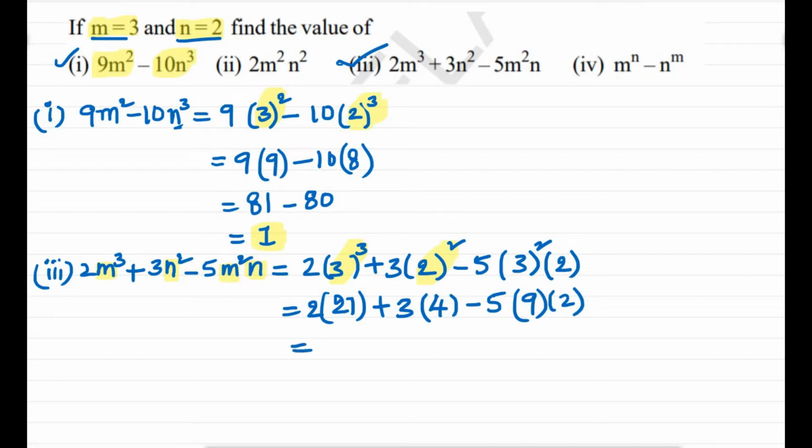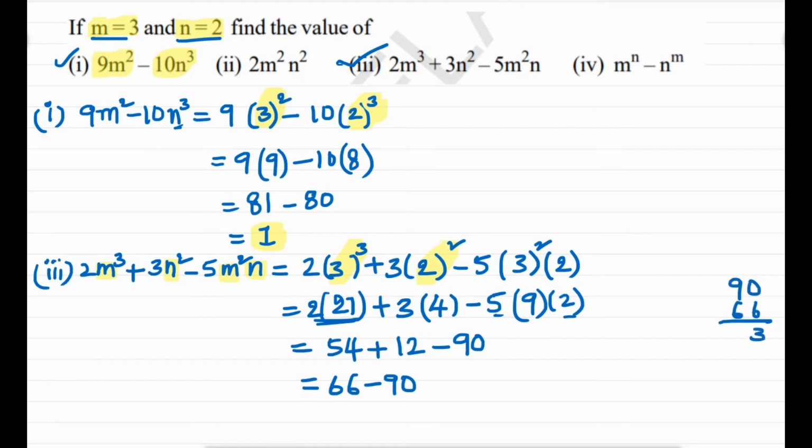So let us simplify this. So 2 27s are 54. Plus 3 times 4 is 12. Minus 5 2s are 10, 10 9s are 90. Let us simplify this. So I am going to add these two: 54 plus 12 is 66. So 66 minus 90. So subtract here 90 and 66. So 10 minus 6 is 4. Here 8 minus 6 is 2. So 24. So that is small to big subtraction. Minus 24 is the final answer. We will get minus 24 as the final answer.